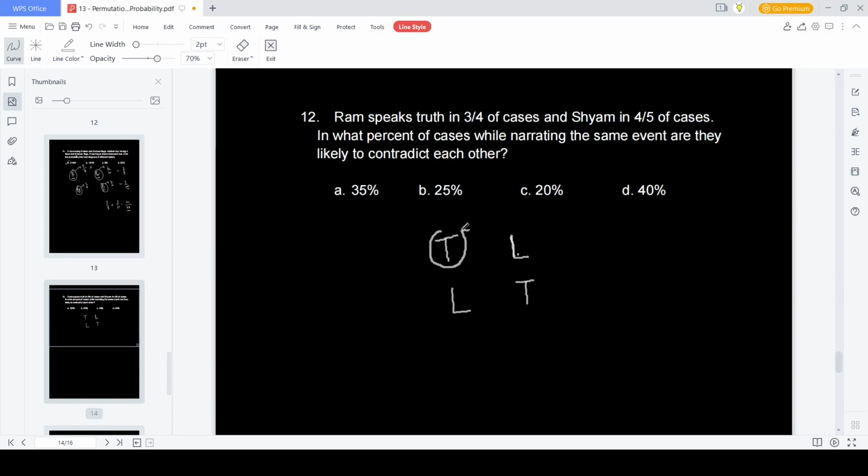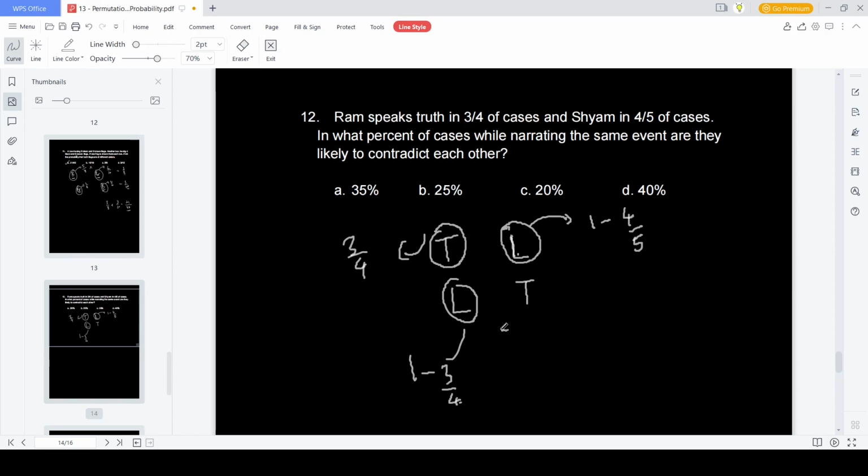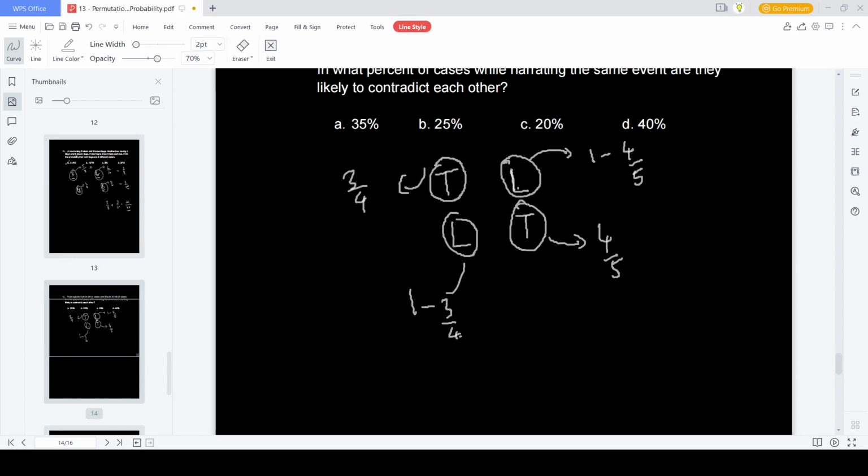For Ram to speak the truth, he speaks the truth in 3/4 of the cases, so this probability will be 3 by 4. And for Sham to lie, this probability will be 1 minus the probability of him saying the truth, that is 1 minus 4 by 5. And for Ram to lie, it will be 1 minus his probability of saying the truth, that is 1 minus 3 by 4, and Sham to tell the truth is 4 by 5. So I have to simply multiply these pairs and then add both of them because they happen differently.